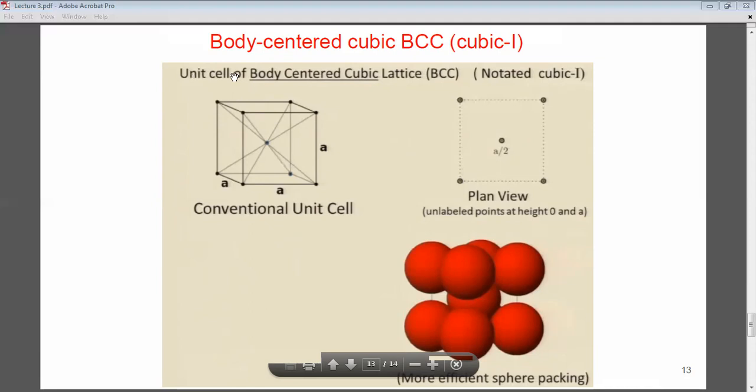Okay, so it's a unit cell of a body-centered cubic lattice. We refer to it by BCC, and we note it by cubic I. So simple cubic is cubic P. BCC is cubic I. I'm claiming here that the environments of all of the points are exactly the same, and this is why we said it's a lattice by itself.